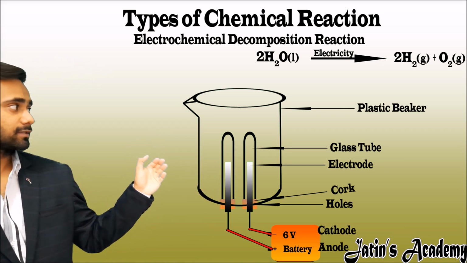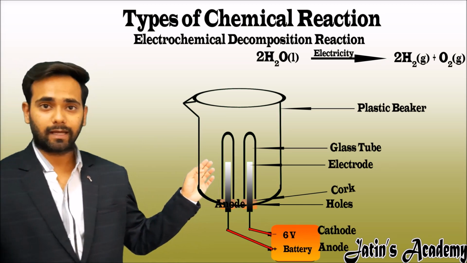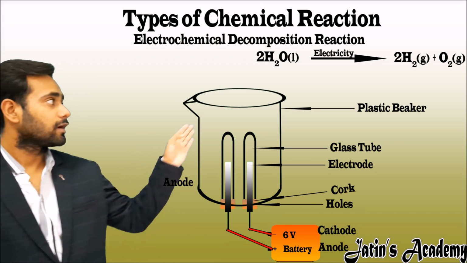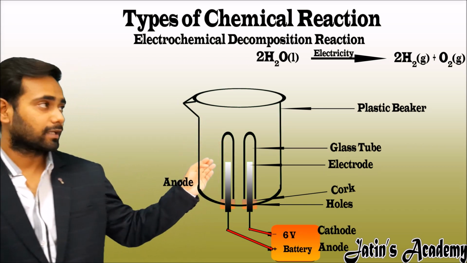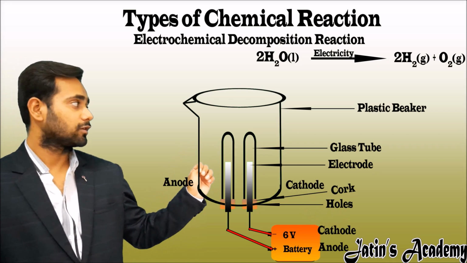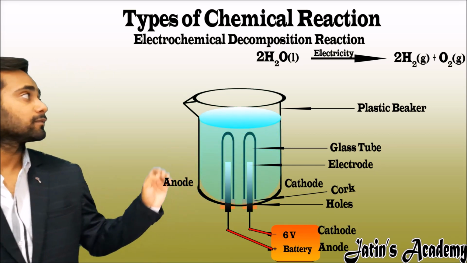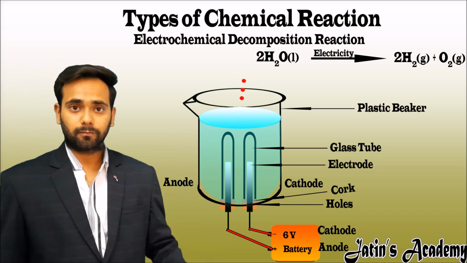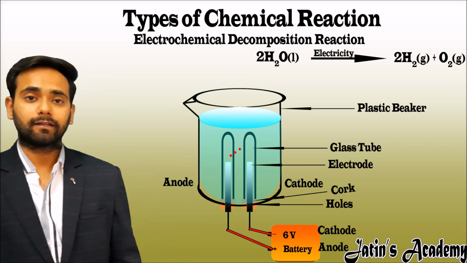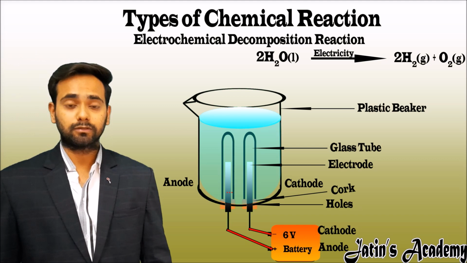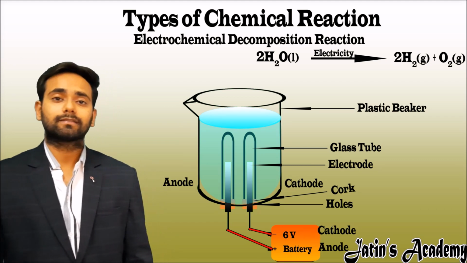The electrode which is connected to the positive side is called the anode, and the electrode which is connected to the negative side is called the cathode. Now put the water in the beaker. Here also add a few drops of acid. Why do we add a few drops of acid? Because water is not ionized in the pure state.